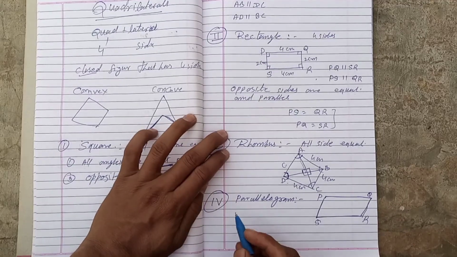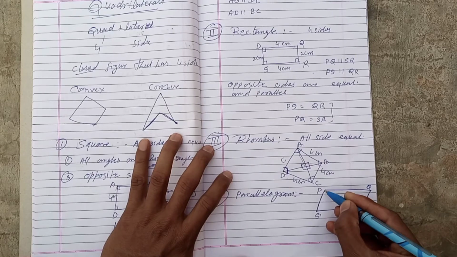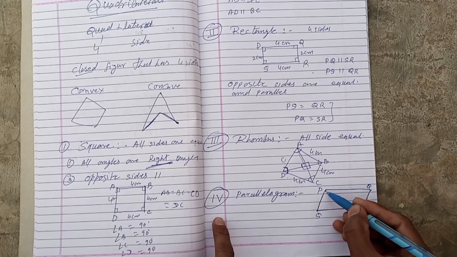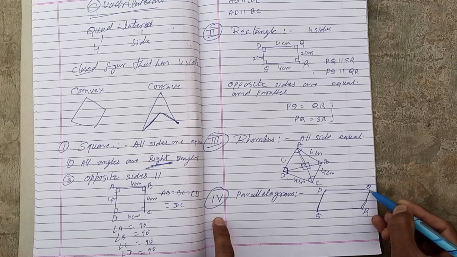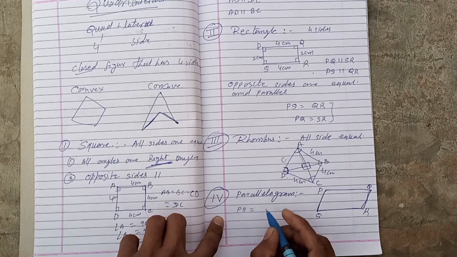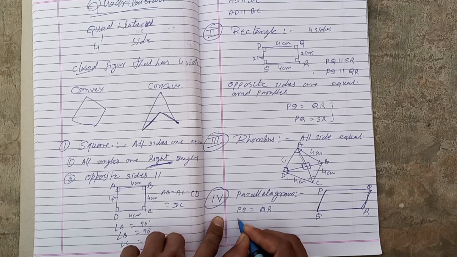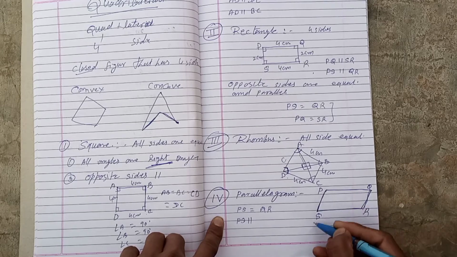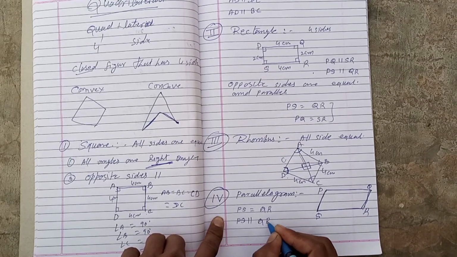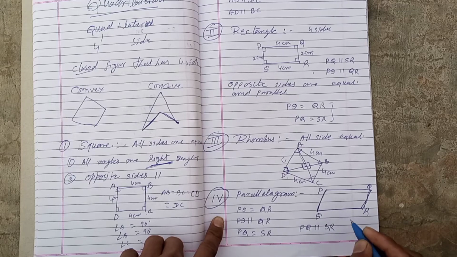Parallelogram is a quadrilateral in which the opposite sides are parallel and equal. Opposite sides means PS is equal to QR, and PS is parallel to QR. Like the same, PQ is equal to SR, and PQ is parallel to SR. That is called the parallelogram.